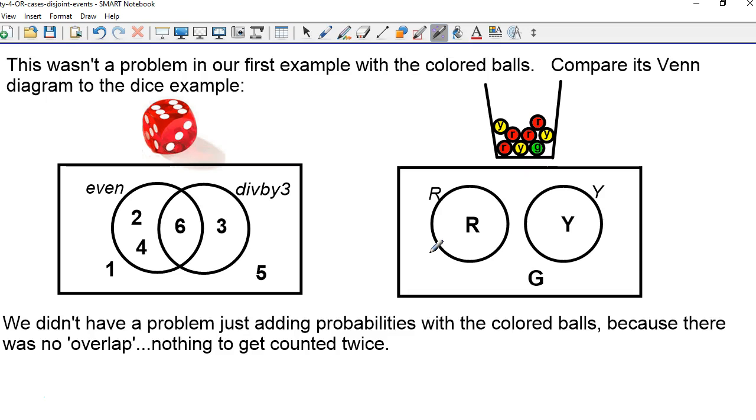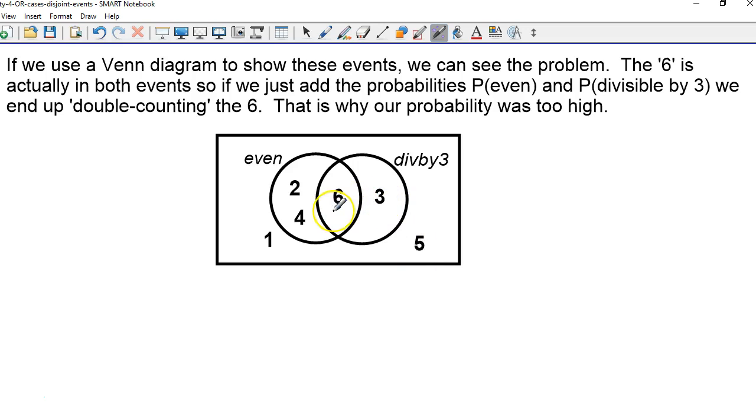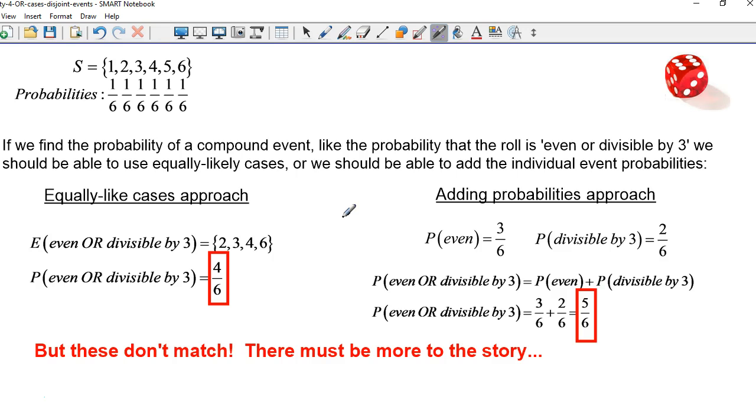So we can kind of see the problem, right? The reason why it didn't work to just add is that the 6 here is in the middle, so it ends up getting counted twice. And that's the reason why the probability from adding ended up being too large compared to the true probability, because we ended up double counting that 6.